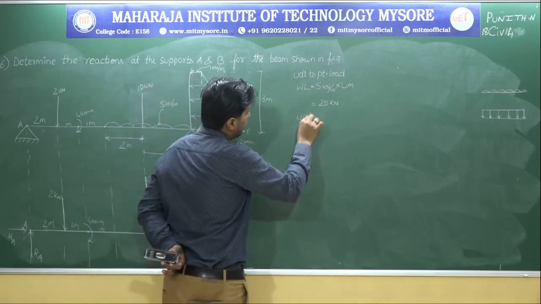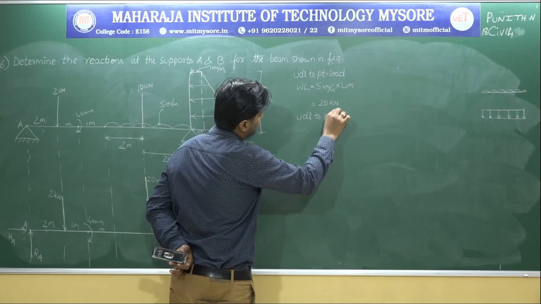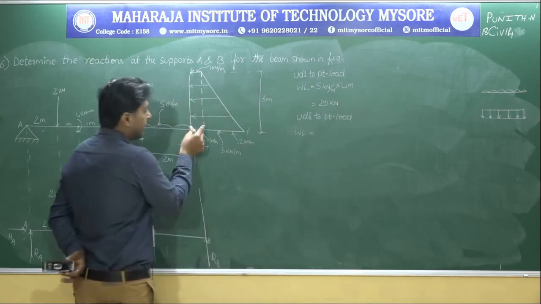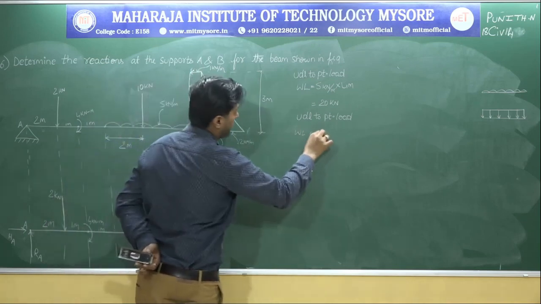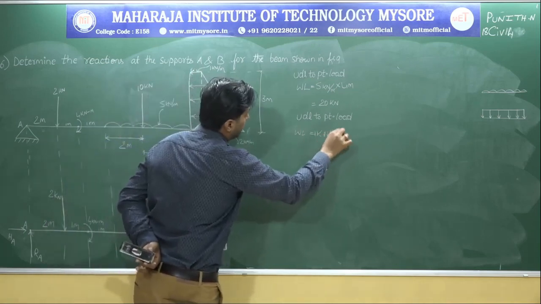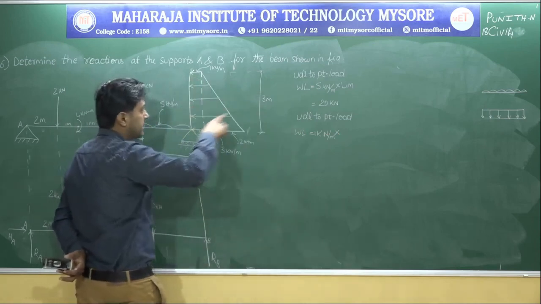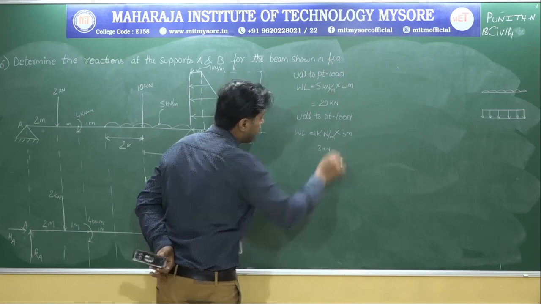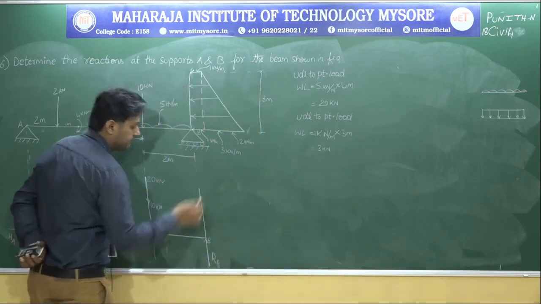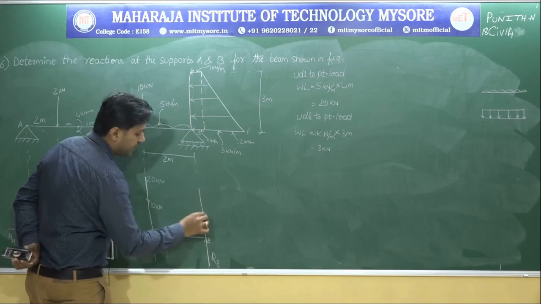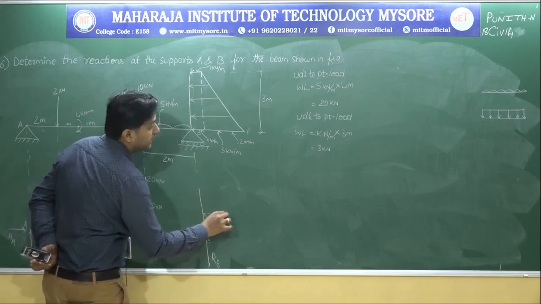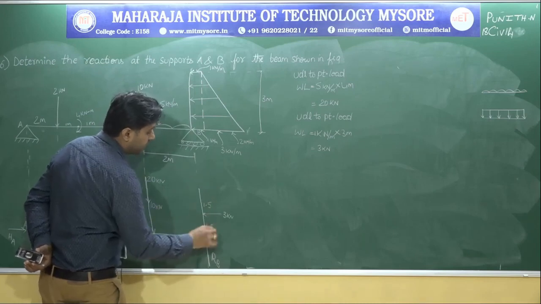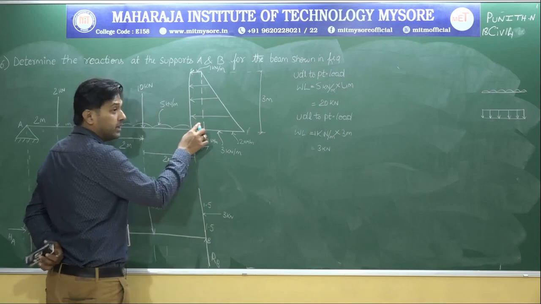Now let me go fast. UDL to point load. Okay, so W into L. So what is the value of W load? 1 kilonewton per meter into. Till what span has this been distributed? It's 3 meter. Meter gets cancelled, it's 3 kilonewton. And where does it act? It acts exactly at the center. So if this total is 3 meter, at 1.5, the 3 kilonewton will act. So this is 1.5 and this is 1.5. So this is about the UDL.